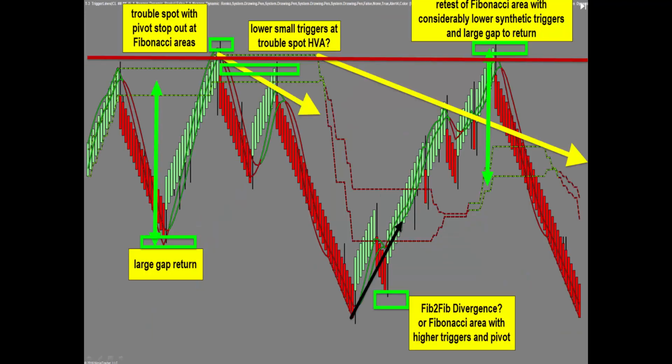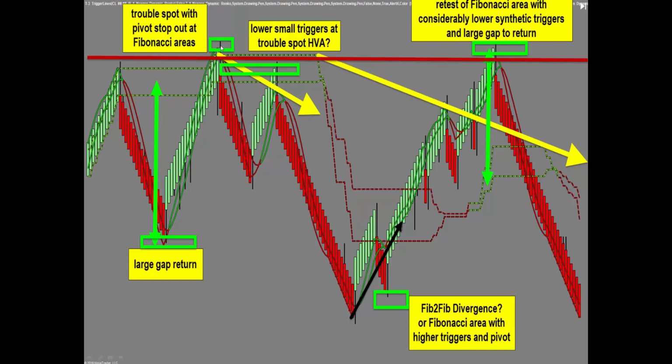Let's take a look at another one. This one has a few pieces to it. We hit resistance and the market runs down. But we recognize there's a large gap, so we might run back up. Notice the pullback to your small triggers going straight up. If you were short, this would be a warning sign. Then we get a pivot stop out at Fibonacci resistance. We love that look for a short.